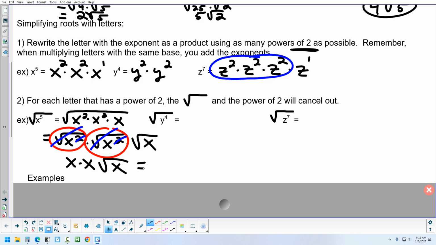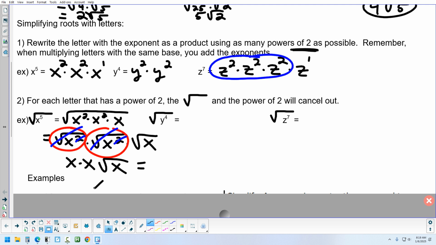When you multiply x times x, that gives you x to the what power? Yep, perfect, x to the 2nd. That is how you simplify the square root of x to the 5th. And again, there's other ways to do it. If you have a way that you're used to using, you can stick with that. If not, hopefully this helps.